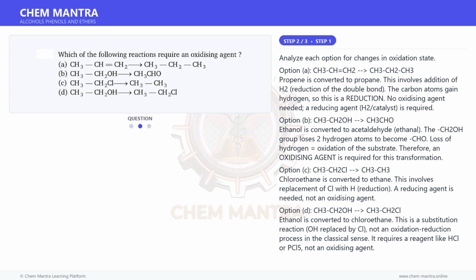Option D, CH3CH2OH to CH3CH2Cl, ethanol is converted to chloroethane. This is a substitution reaction, OH replaced by Cl, not an oxidation-reduction process in the classical sense. It requires a reagent like HCl or PCl5, not an oxidizing agent.